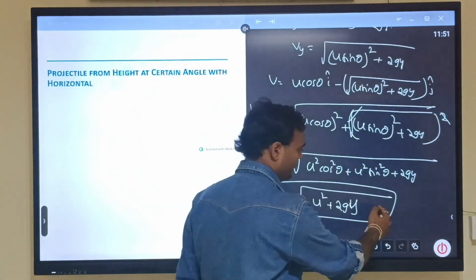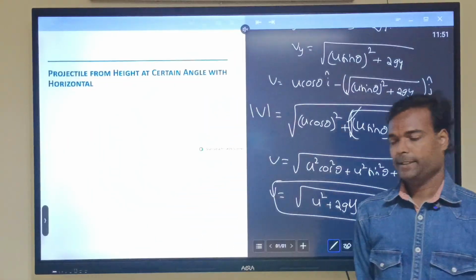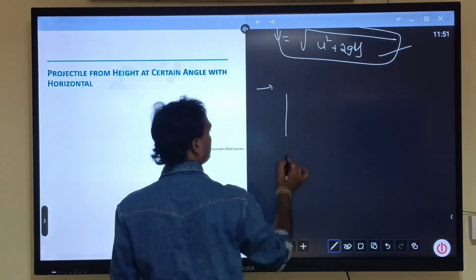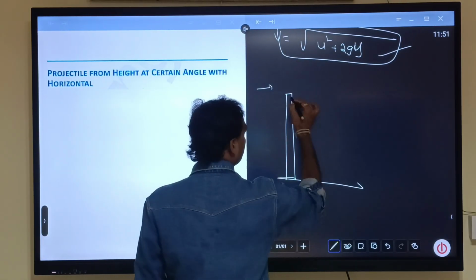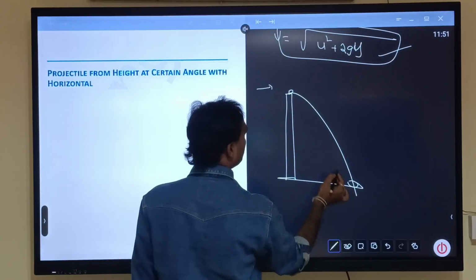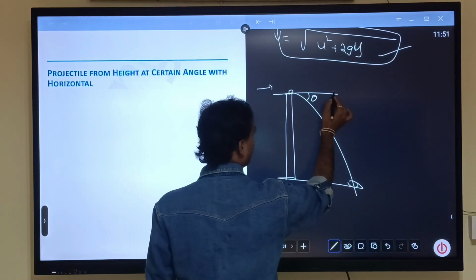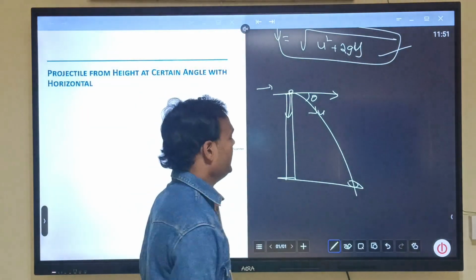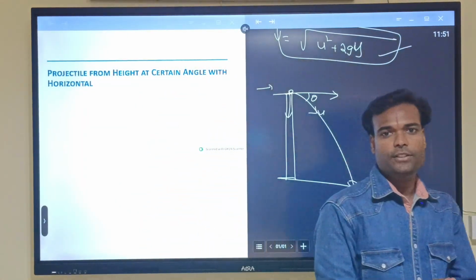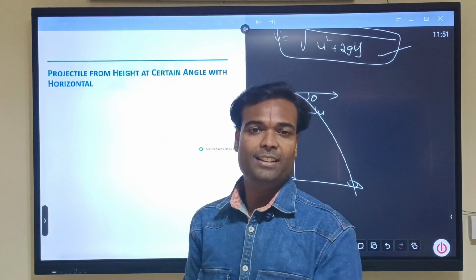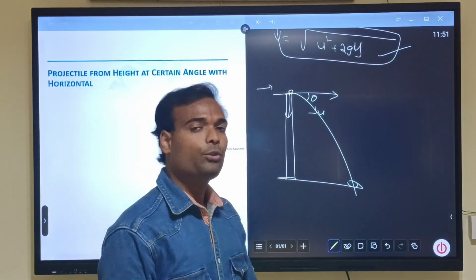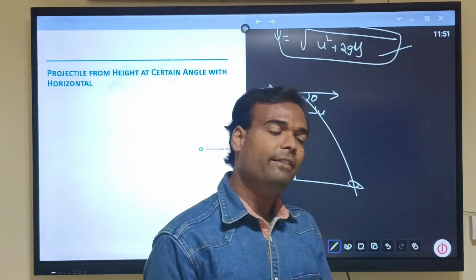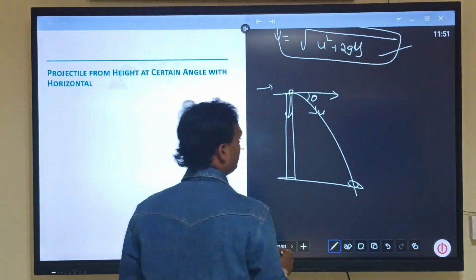This is the final velocity attained by the object. Clear? Now the second part of the concept: if the object is falling like this, again making an angle theta with the initial velocity u, I am giving you this concept as your homework. Just try this, and if you could not get it or if you have any doubts, you can comment in the comment box. I will definitely give you a response, right?